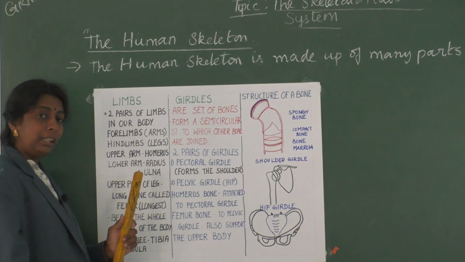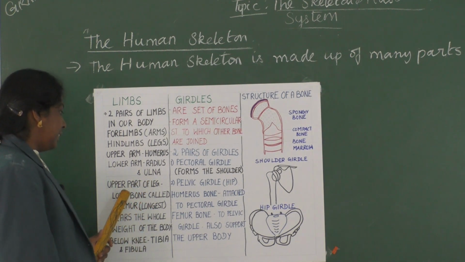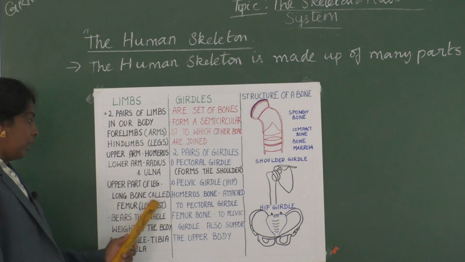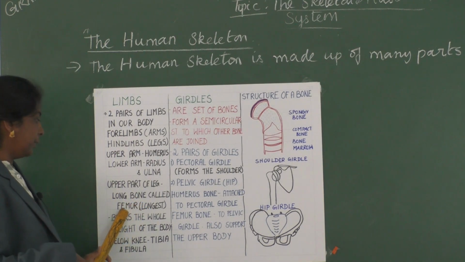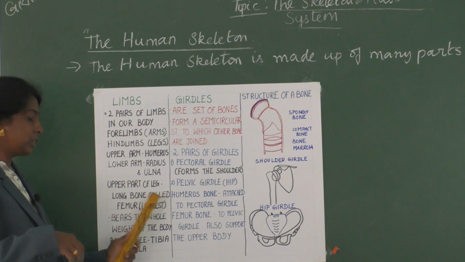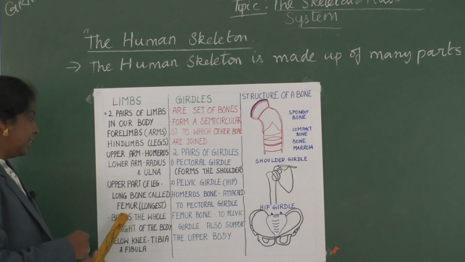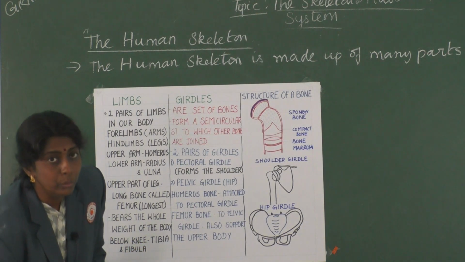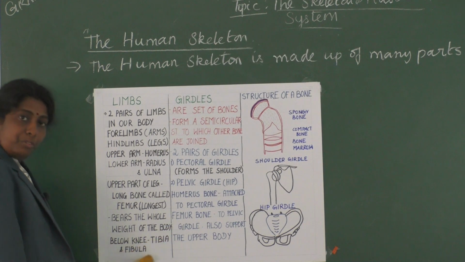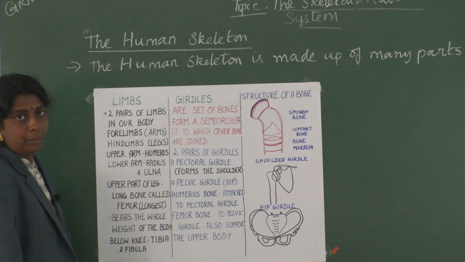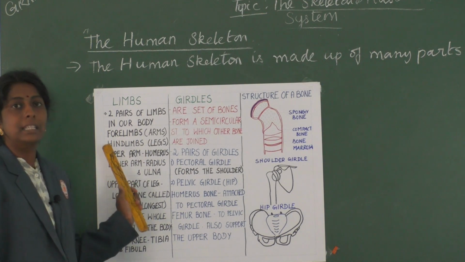And in the upper part of the leg, it has a long bone called femur. It is the longest bone observed in the body. Then below the knee, you have two different types of bones, said to be tibia and fibula. So these are the different types of bones which are present in the limbs.